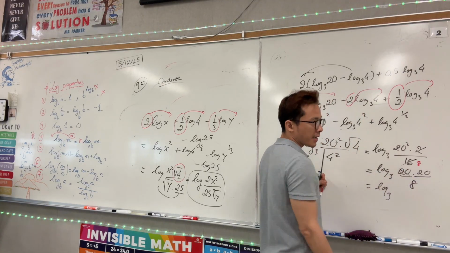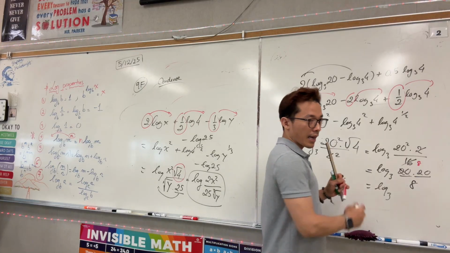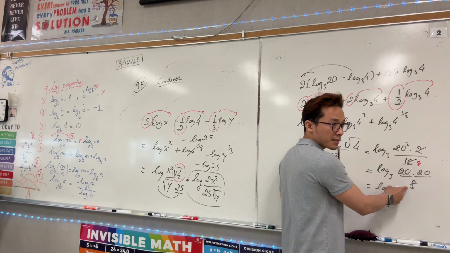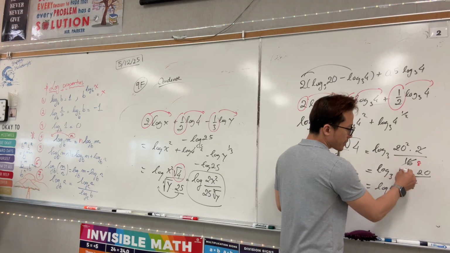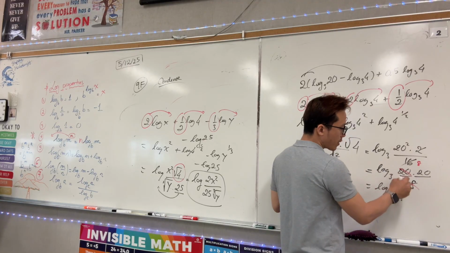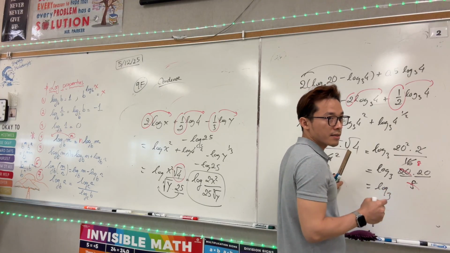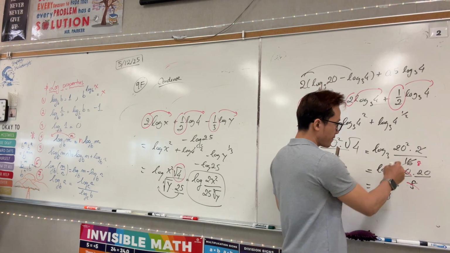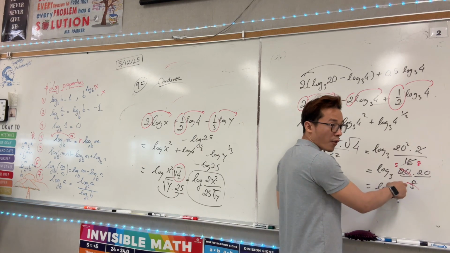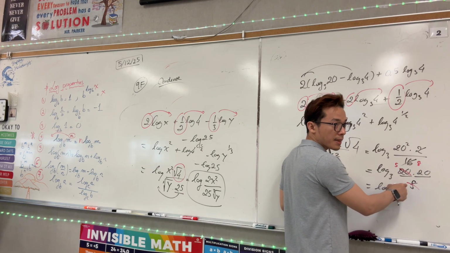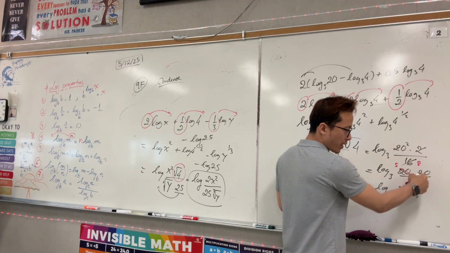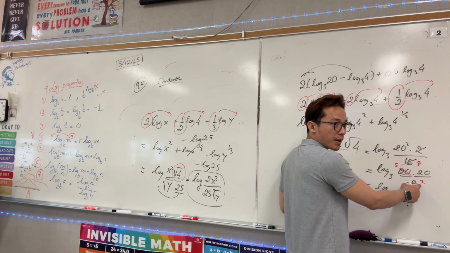20 divided by 4, right? And 8 can divide by 4 too, right? Divide both of them by 4. 20 divided by 4 is 5. 8 divided by 4 is 2. Oh, 20 and 2, you can simplify more, right?